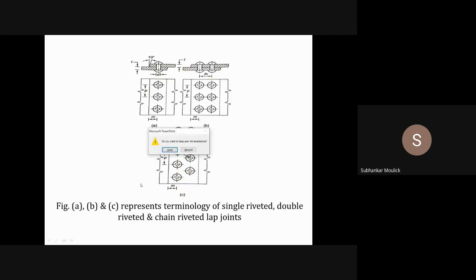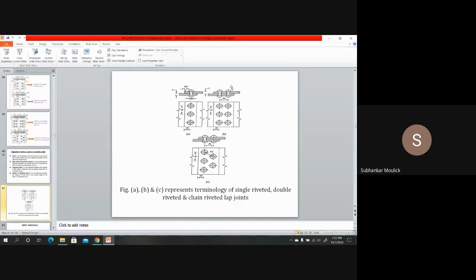If you have understood the concept of diagonal pitch, tell me, in the chain riveted joint, or in the double riveted lap joint, which distance will be the diagonal pitch?